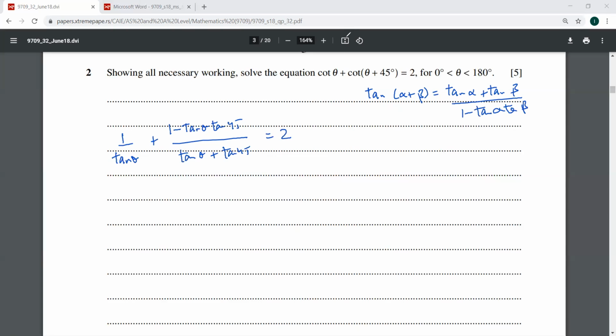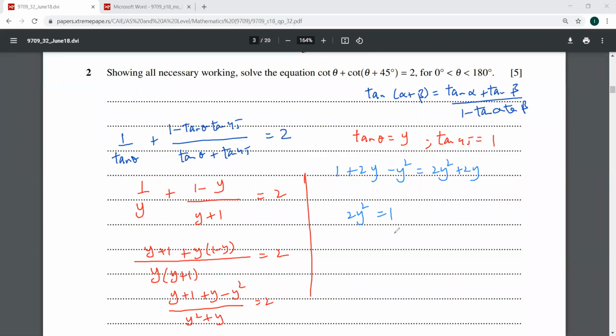I should quickly change this tan theta into y or whatever so that this looks less horrible over here, okay? Let me keep this as y over here. This is 1 over y plus 1 minus y over y plus 1, that is equal to 2, because we know that tan 45 is 1, and your tan theta is y. Okay, so now this is a simple grade 6 question here. So we have this 2y square equal to 1.